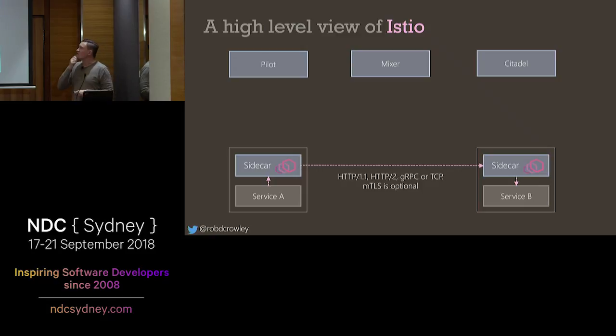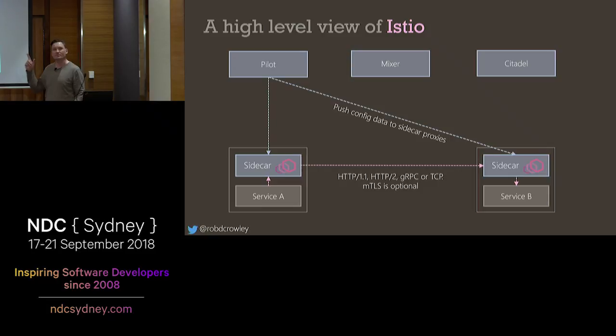Istio splits the control plane into 3 main parts, each with a separate remit or responsibility. First of all, we have Pilot. This is what you would have seen in the previous examples, what we actually use to push config out to each one of our sidecars.